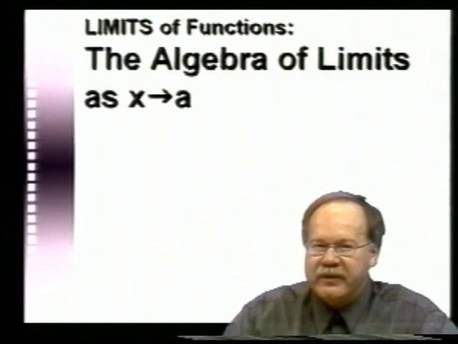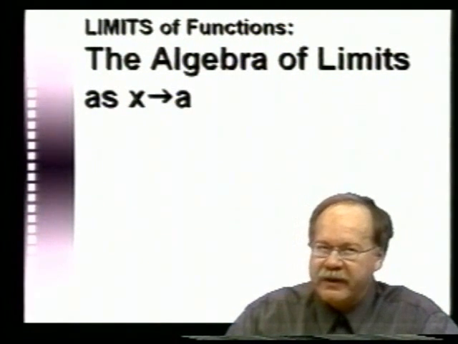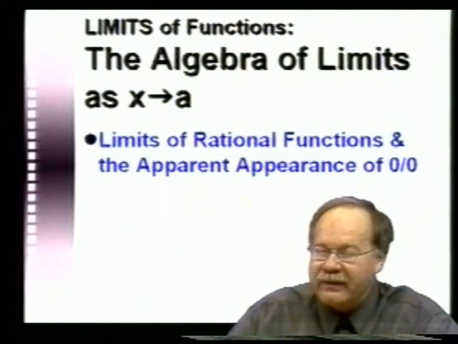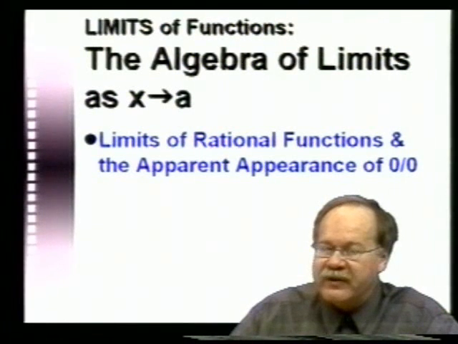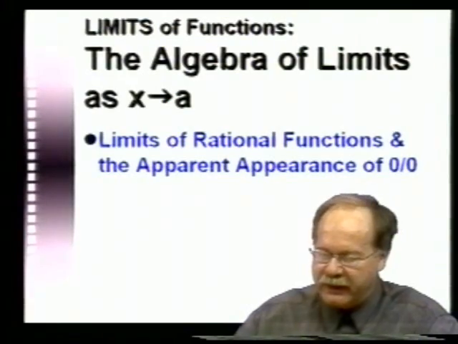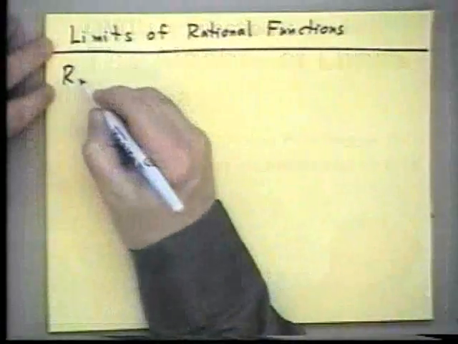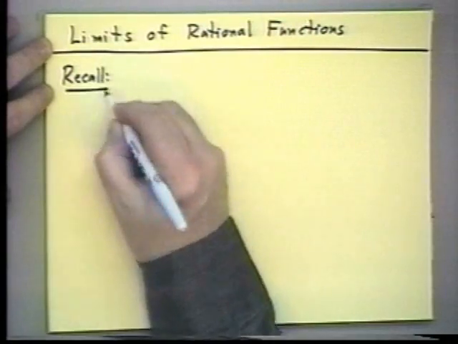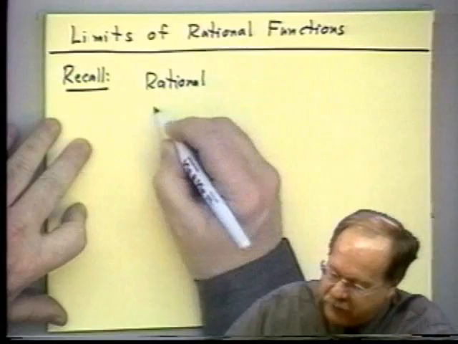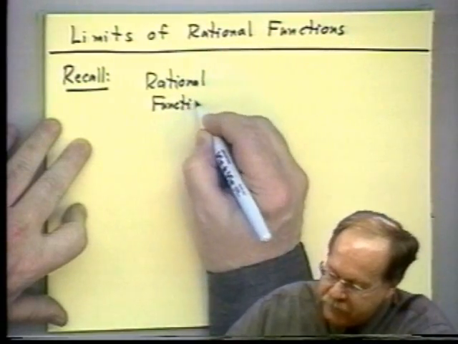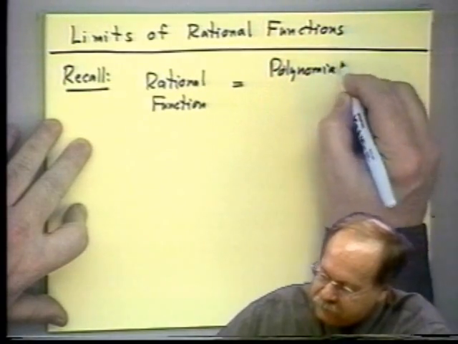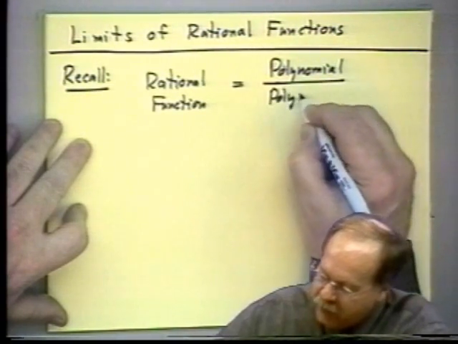Now we'll look at limits of rational functions. We looked previously at polynomials, but now we're going to look at the limits of rational functions and the apparent appearance of 0 over 0, which is an undefined expression. What could that mean? Let's see what happens. So, to begin, let's recall what a rational function is. Just to be absolutely clear, a rational function is equal to a polynomial over another polynomial.